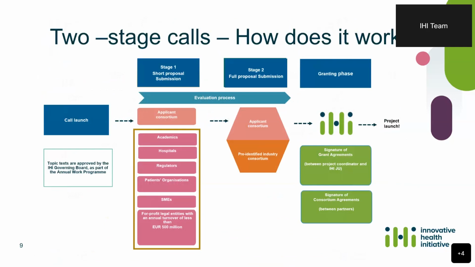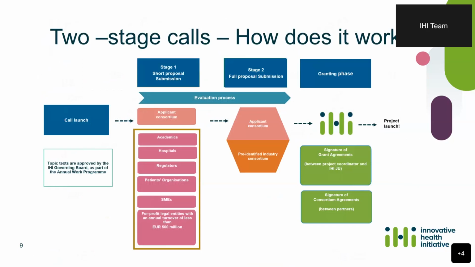So during this call for proposals, the industry consortium steps aside and we open the call to applicants coming from the public sector, who form their own consortia. These applicants are, for example, academics, hospitals, regulators, patient organizations, and SMEs. These applicants will prepare what we refer to as a short proposal at stage 1. So all the submitted short proposals will undergo a competitive evaluation by an independent panel of experts. And at the end, only the top-ranked proposal will go forward to stage 2.